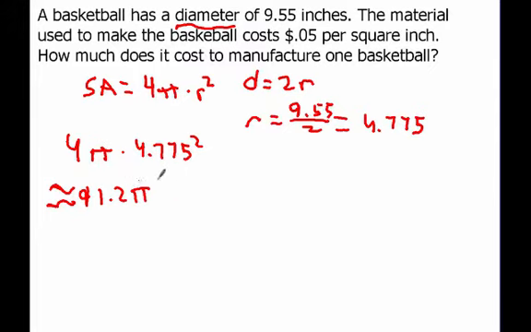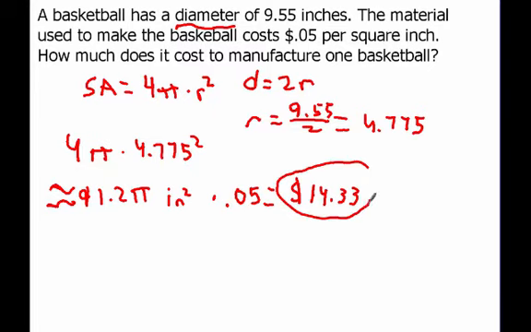And then we want to figure out how much does it cost to manufacture one basketball. Well, we know that the basketball is made up of 91.2 pi inches squared of material. We know it costs 5 cents for each square inch. To find our answer, we take that and we multiply it by 0.05, and we get approximately $14.33. That's how much it costs to manufacture one basketball.